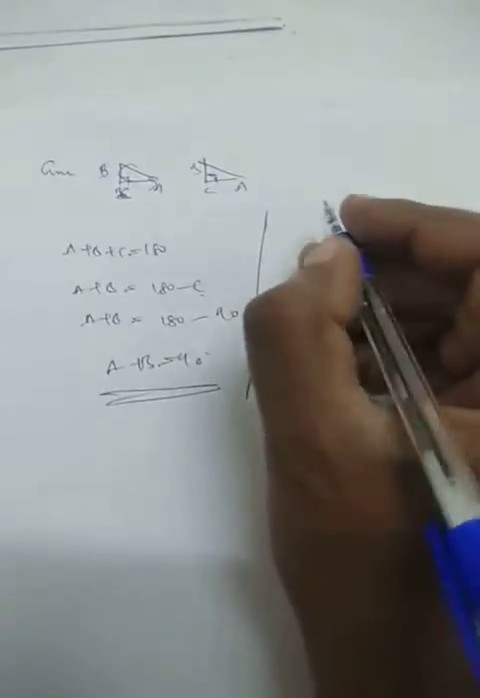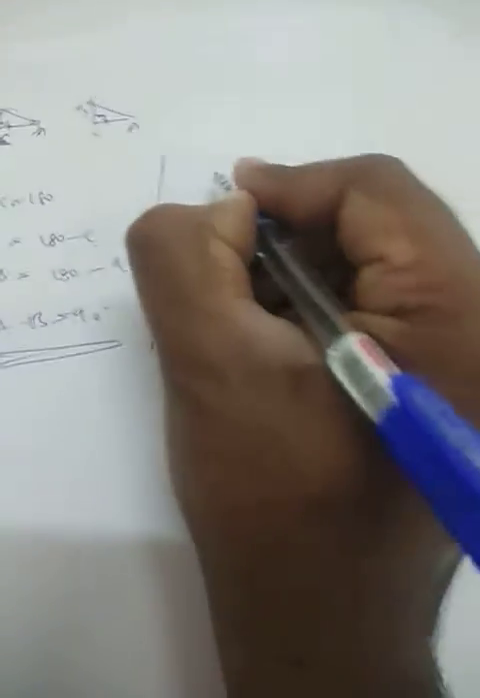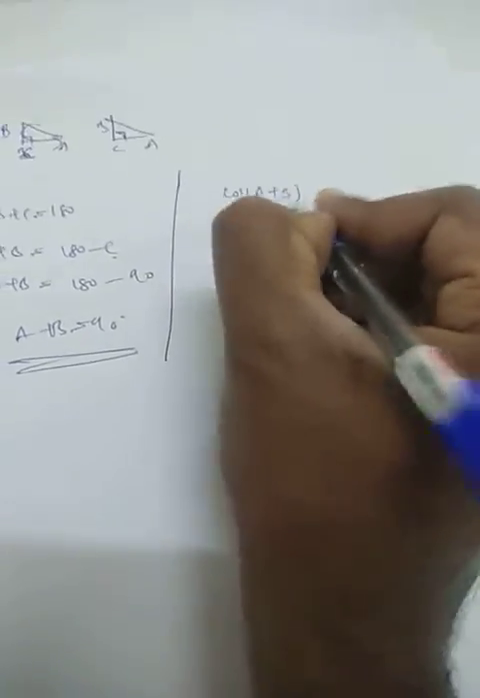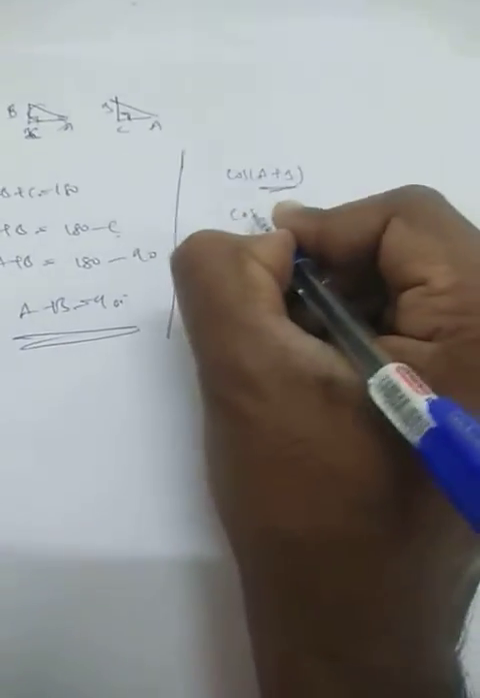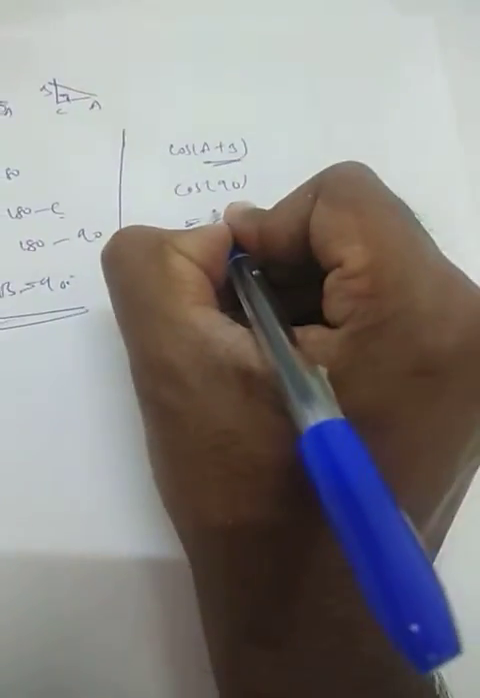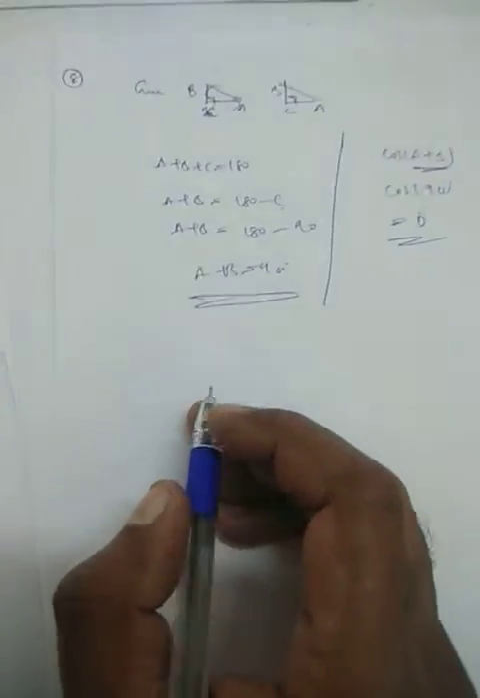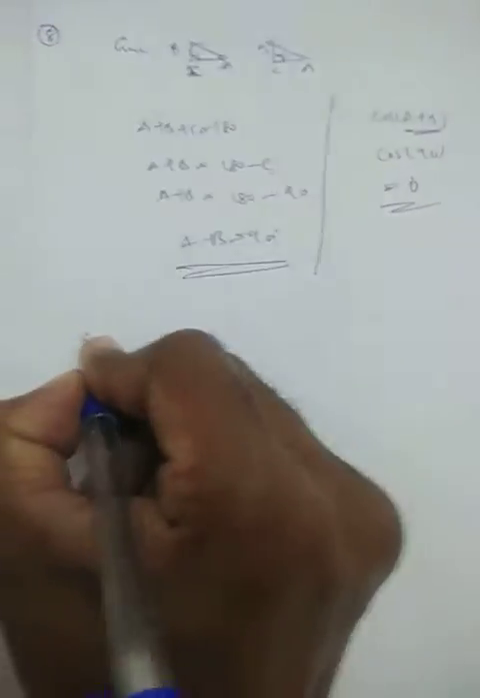So what is the value we want here? We want the value of cos(A + B). From here we got A plus B as 90 degrees. By looking at the question only, I find A plus B here. So cos 90 value is 0. Cos 0 is 1, cos 90 is 0. Next, question number 9. In different ways we can do.